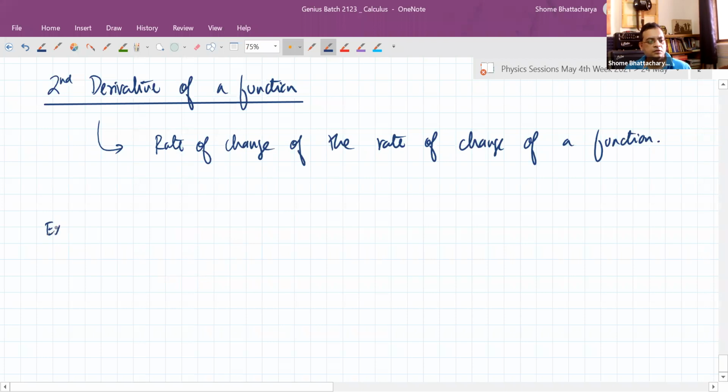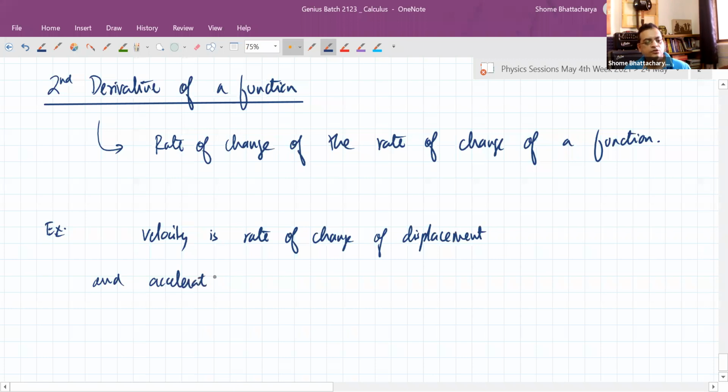Okay. So before we jump into the maths, let's think practically in physics what this means. For example, we know that velocity is the rate of change of displacement. Don't worry about vectors and scalars just now. Let's just think about it like a straight line motion, in one direction. And we know that acceleration is the rate of change of velocity.